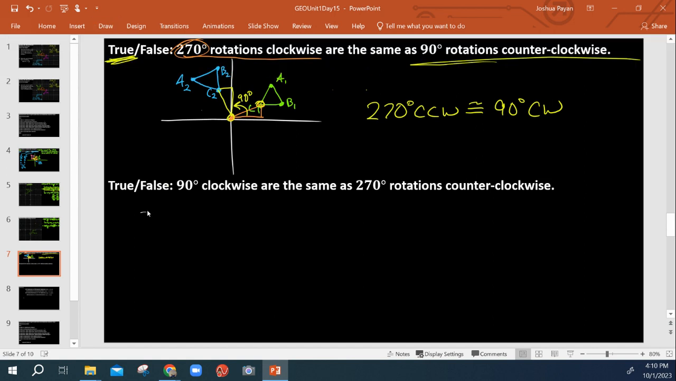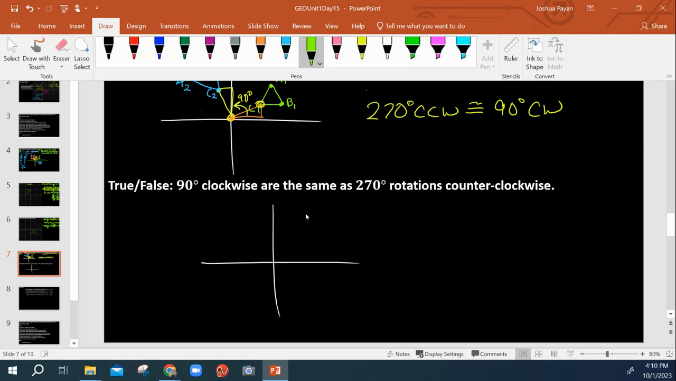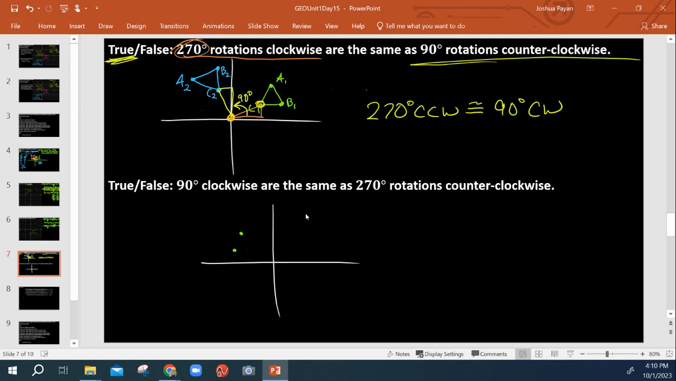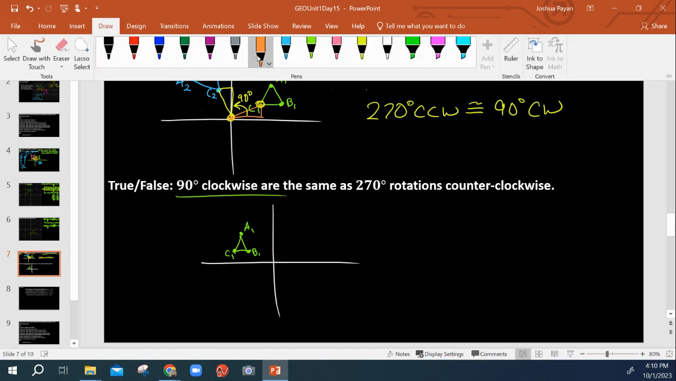Okay, so let's look at this next true or false problem. So 90 degrees clockwise is the same thing as 270 counterclockwise. Well, again, there's only one way to prove that one. So let's do that again. So I'm going to draw pretty much the same picture. Okay, no, I'm not. That's boring. I'm going to say I'm over here now. Okay, so this is A1, B1, C1. And I'm going to do what the hypothesis is saying first. So 90 degrees clockwise, right?